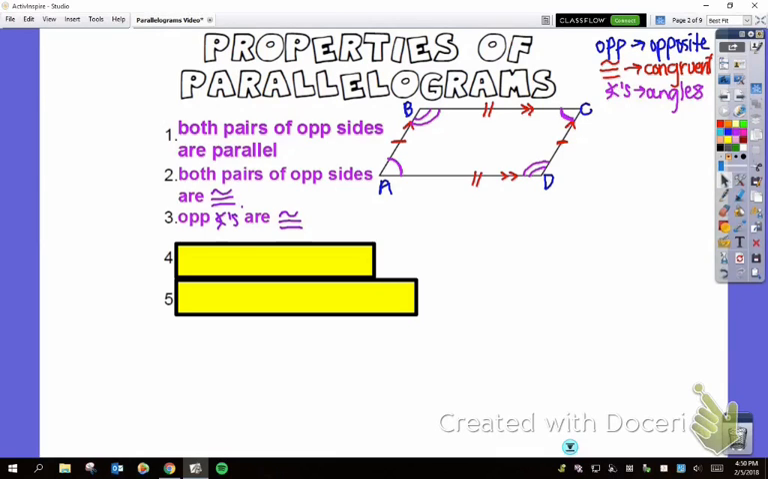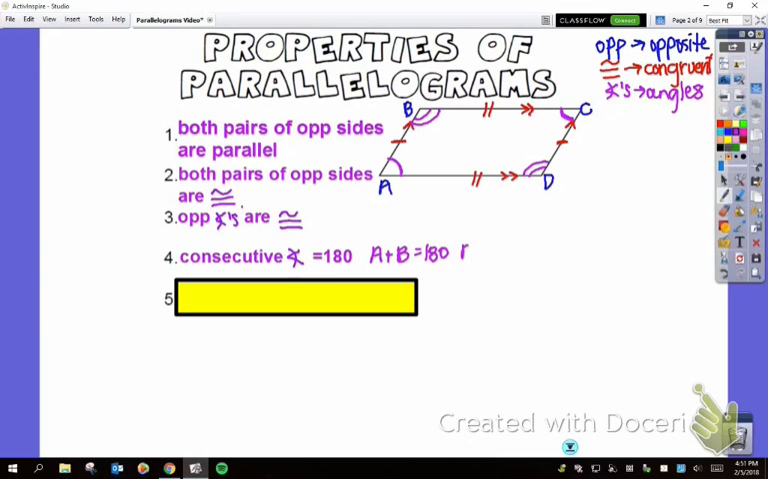Our fourth property is that consecutive angles equal 180. Now when I'm talking about consecutive angles here, we're talking about angles that are formed by the same 3 lines. And when we talked about parallel lines and transversals, we called them same side interior angles. So one pair of our consecutive angles would be angle A and B, so we could say A plus B equals 180. Or you could have B plus C equals 180, and those would be consecutive as well.